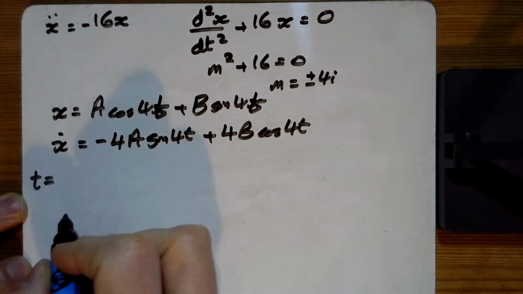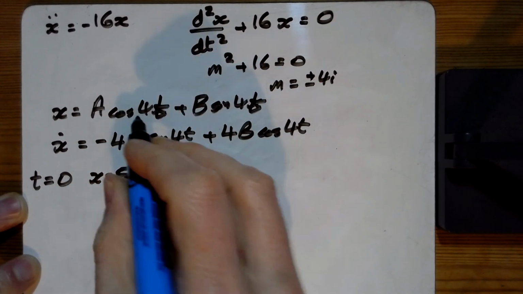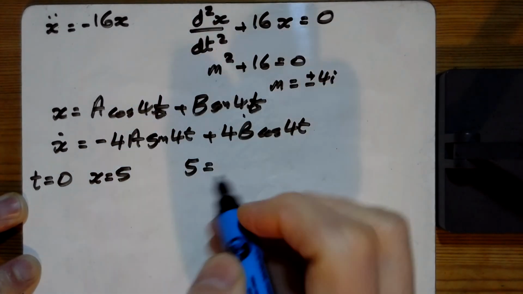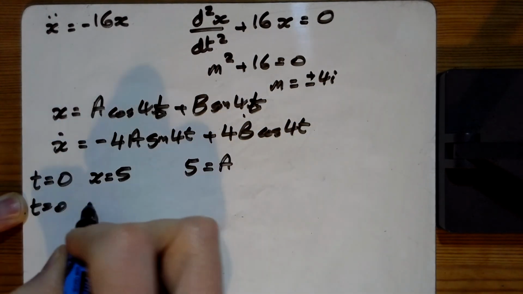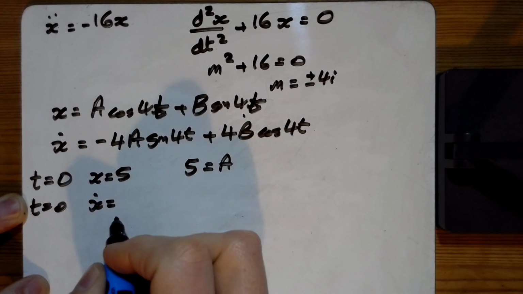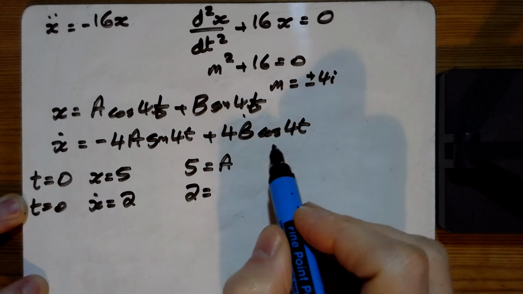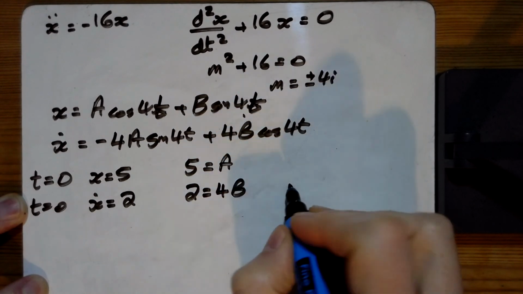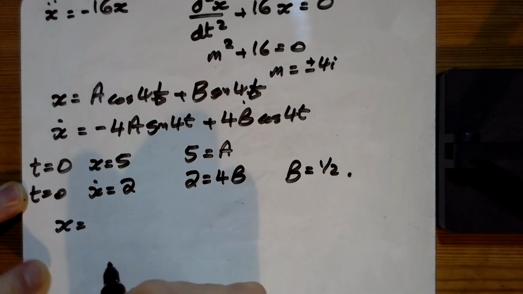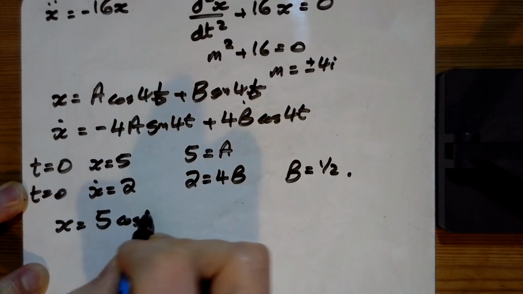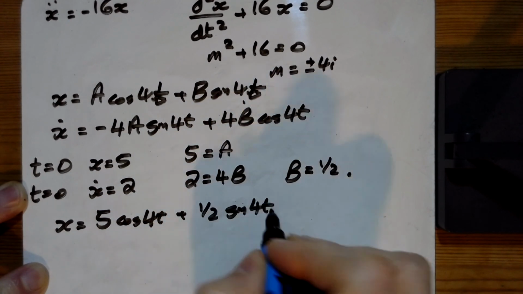We've been told that at t is equal to 0, x is equal to 5. So that gives me 5 is equal to, 0 in there makes 0, 0 in there makes 1, so we've got a equals 5. And we're told at t equals 0, the velocity, or x dot, is equal to 2. So 2 is equal to, well, that's all 0 here, so that's 4b. So I've got b is equal to a half. X is equal to 5 cos 4t plus a half sin 4t.